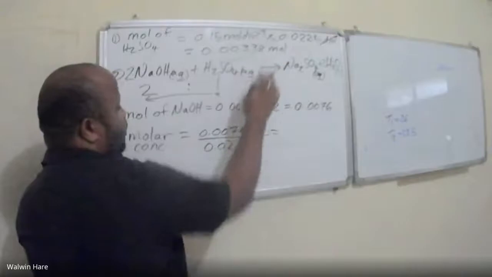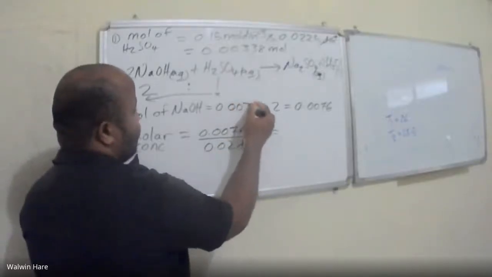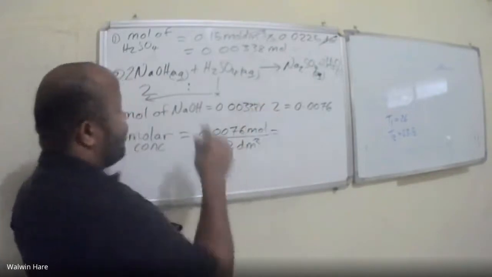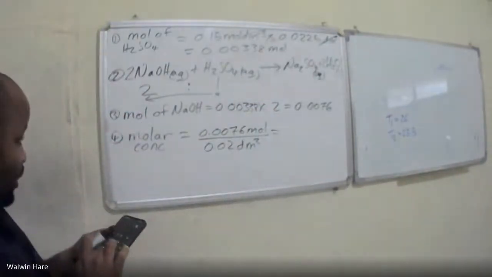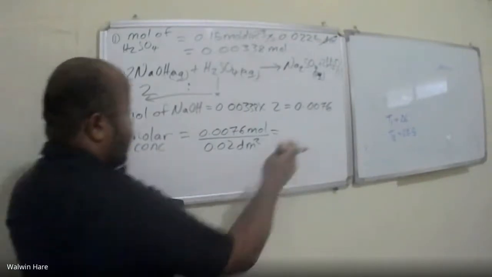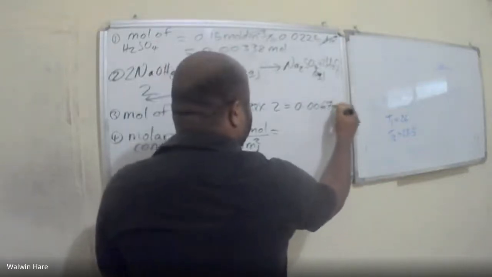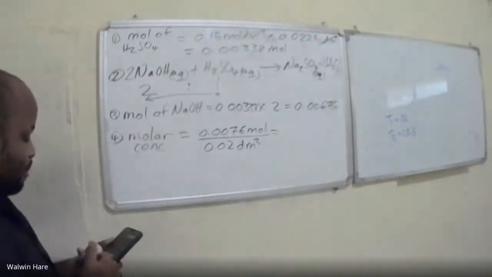Sir, I'm not understanding because I kept mine in decimal, and I got something different. Wait, hold on. Yes, sir, this one, I see a 0.00338 and not 0.0038. Oh, 0.00338 and not 0.0038. Right, so 0.00338 times 2, right? So it's 676, right? Yes.